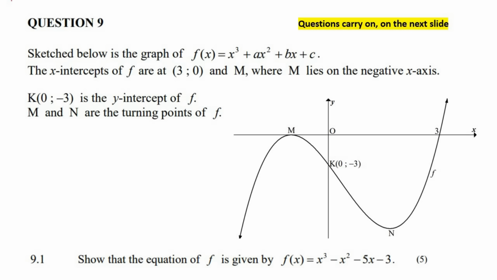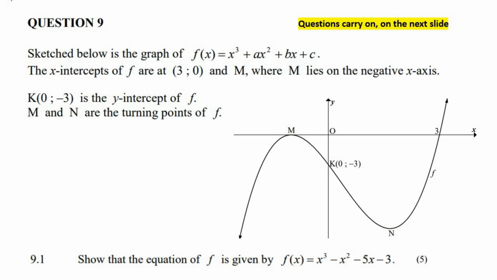The x-intercepts of f are 3, 0, which is there, and m, where m lies on the negative x-axis. The value k is the y-intercept, and then m and n are turning points. Now, first thing I need to tell you, and you've probably heard me say this before, but if you haven't, take some notes on what I'm about to tell you.